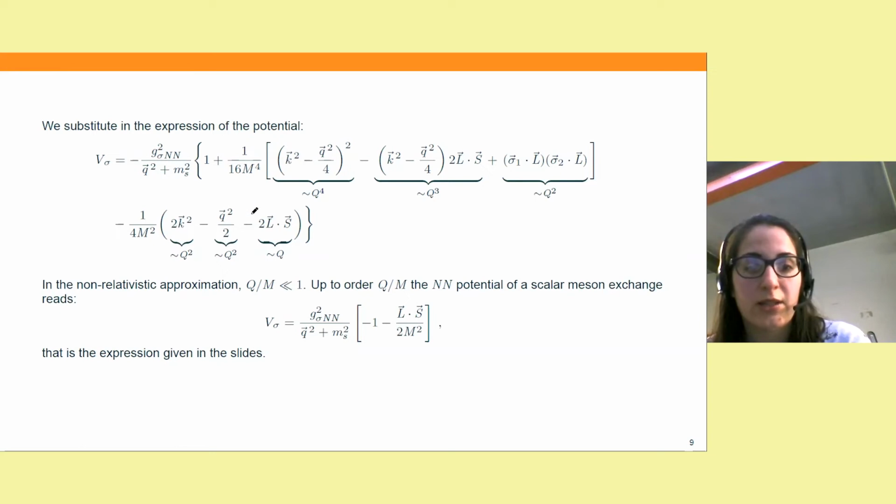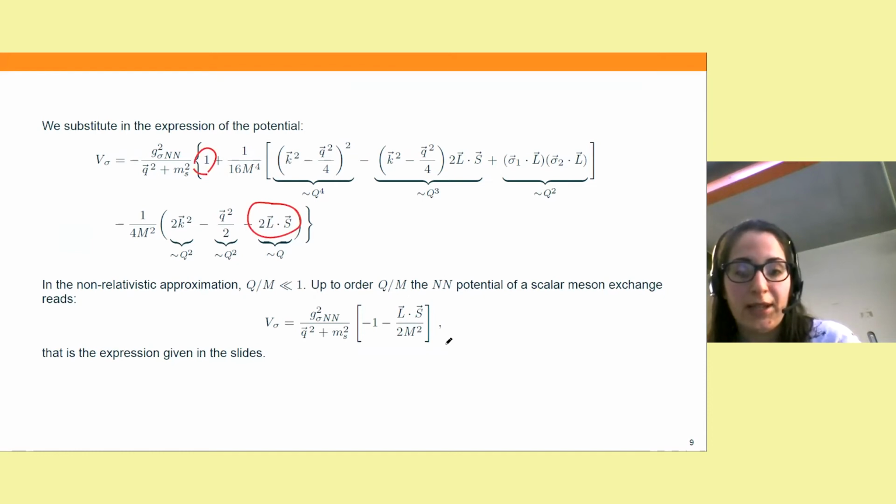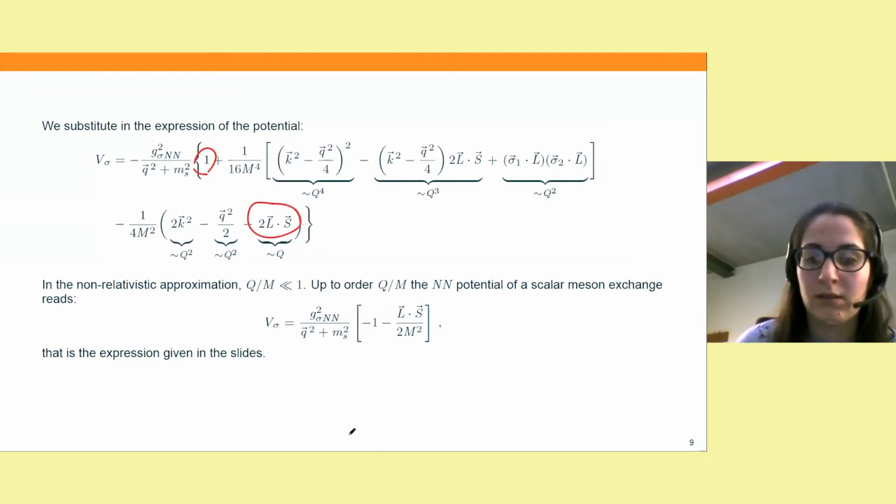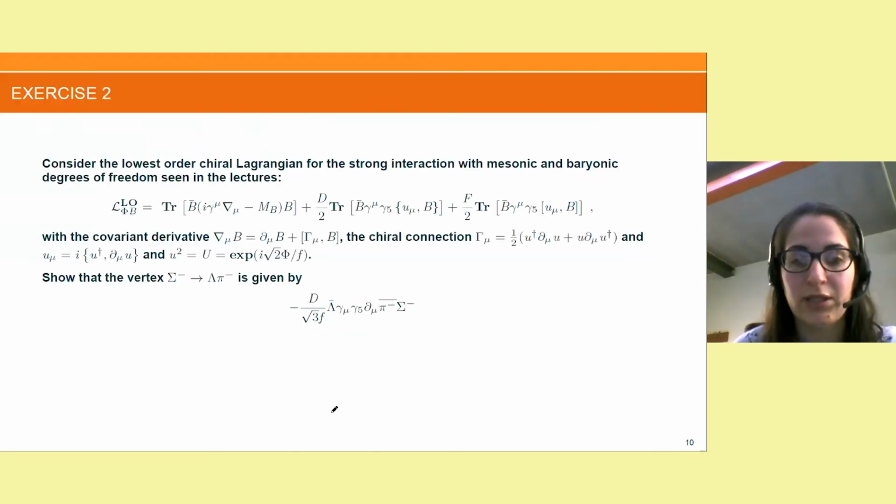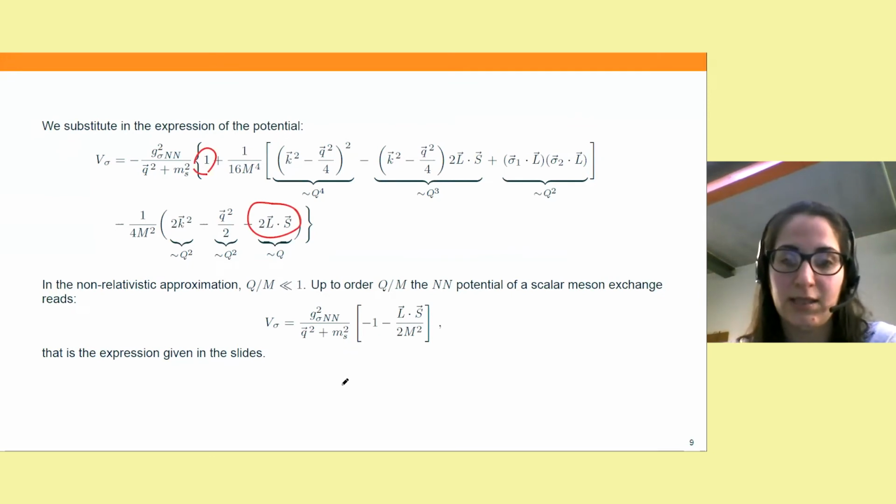Also these ones here can be neglected because they also go as Q squared, and the main contribution comes from here, from this L times S, this spin orbital moment term that goes as Q, and also this one here that we got. Okay, so we get this and this. And finally, we get the expression that was given to us in the slides once we do these approximations. Okay, so do you have any questions on this exercise?